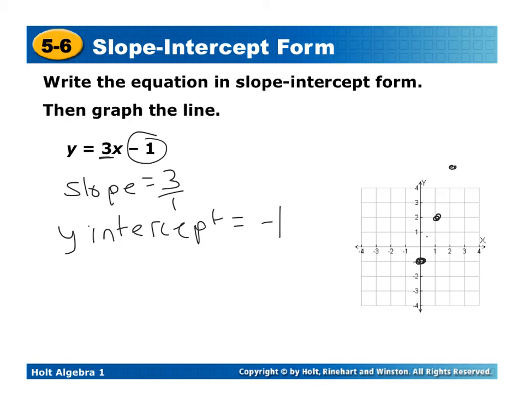Now I want you to watch. I could also make this a -3 over -1, and it's going to work the same way. I'm going to go down 3 and then back 1. But it still lines up on that same line.